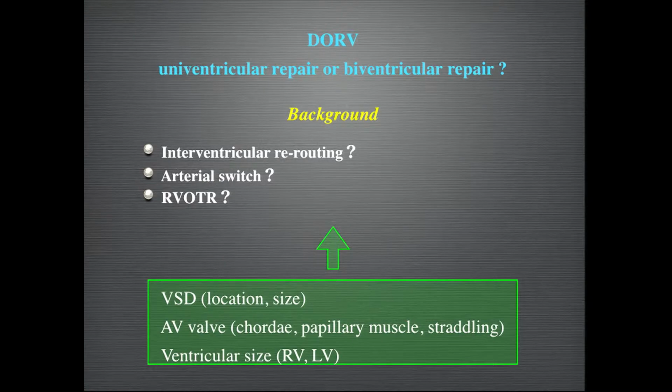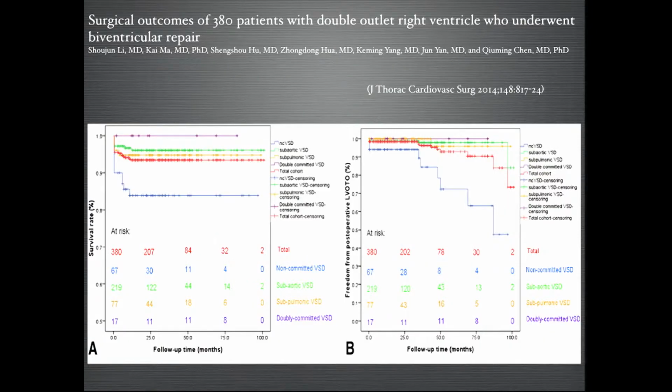Then the ventricular size is another important factor. In DORV, the great arteries come from one side, the right ventricle, to the systemic or pulmonary arteries. The other ventricle, the left ventricle, is usually a little bit smallish. In such a situation, we must decide whether we can do biventricular repair or not. So preoperative diagnosis of ventricular size is one of the keys to biventricular repair.